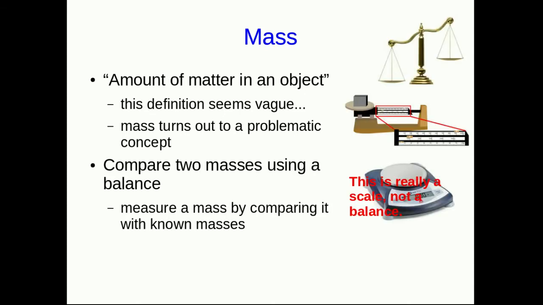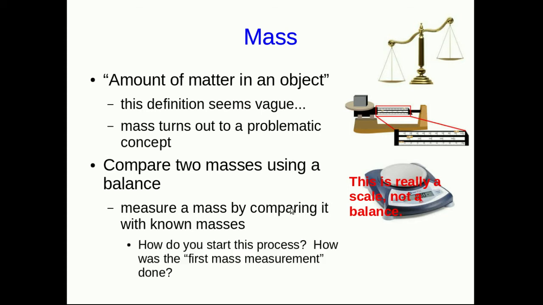We compare 2 masses using a balance, like this very old-fashioned brass balance here. And so you can measure a mass by comparing it with known masses. So here's a triple arm balance that you would use to do that. This electronic device is often referred to as a balance, but it's not really a balance, it's a scale, and we'll see why and what the difference is in a moment.